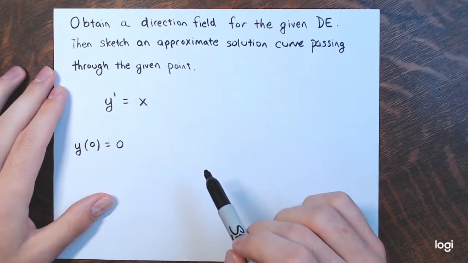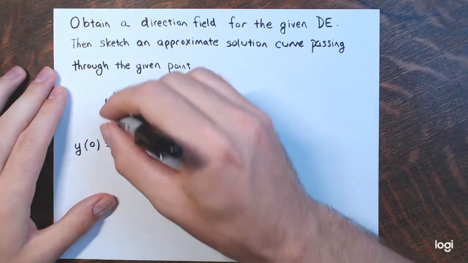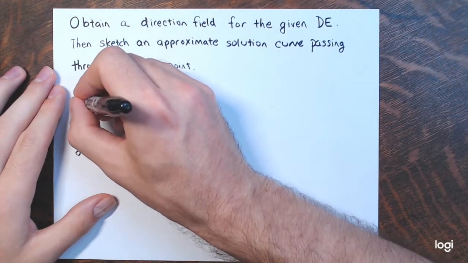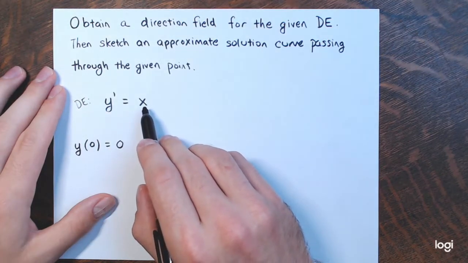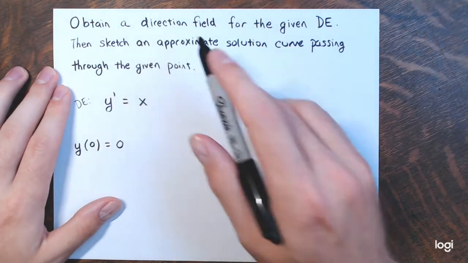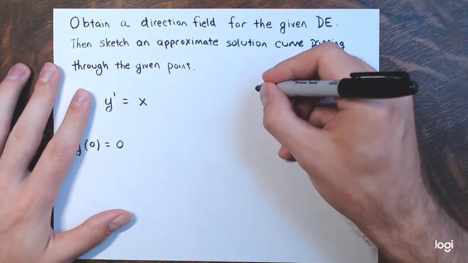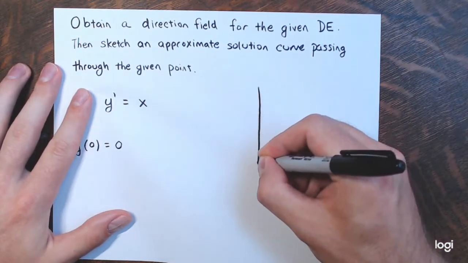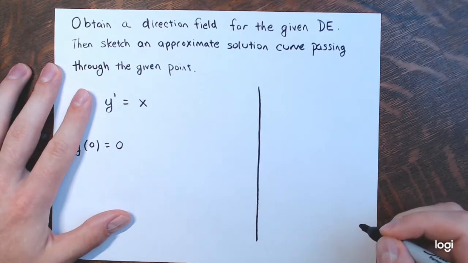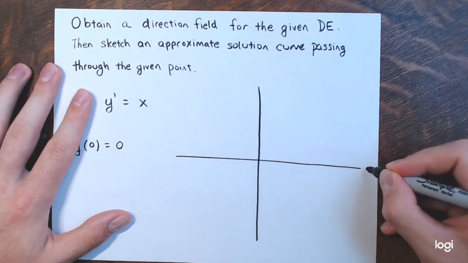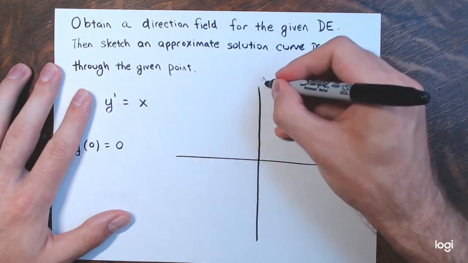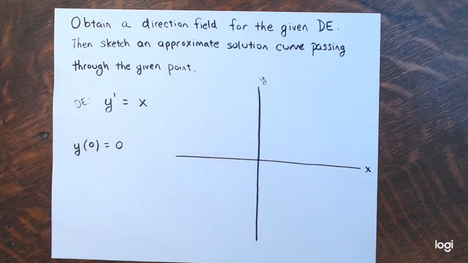All right, so here's our differential equation: y prime equals x. Now, if you want to do this by hand, you can. I would prefer you do it on graph paper or something, but I'm going to do my best here with just making a rough sketch of the xy plane, and I'll label some points.